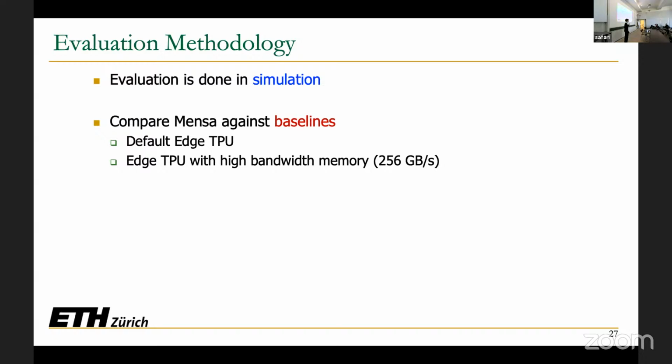Yeah, so we have a normal default baseline, which is the default TPU, it's unmodified. And then the second one is the baseline with high bandwidth memory. So that's baseline plus HB, and it utilizes 256 gigabytes per second. So hopefully that clears that up.